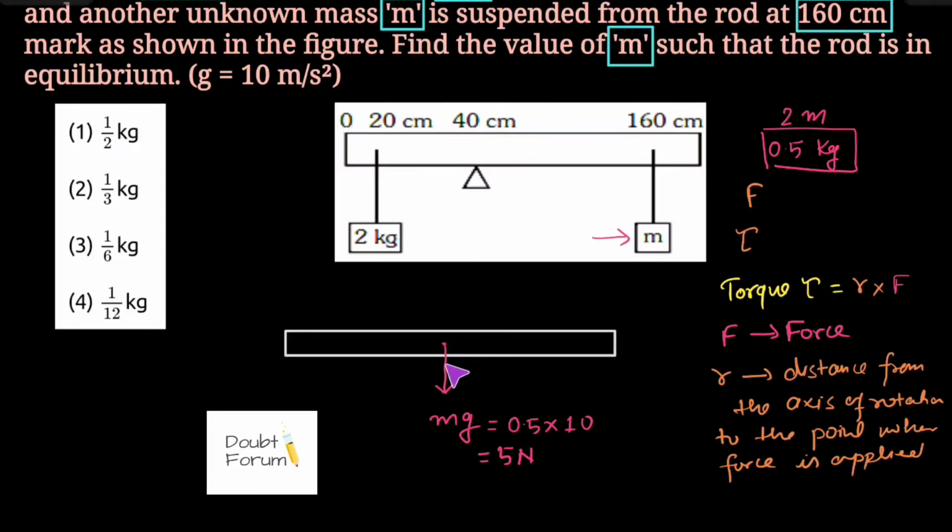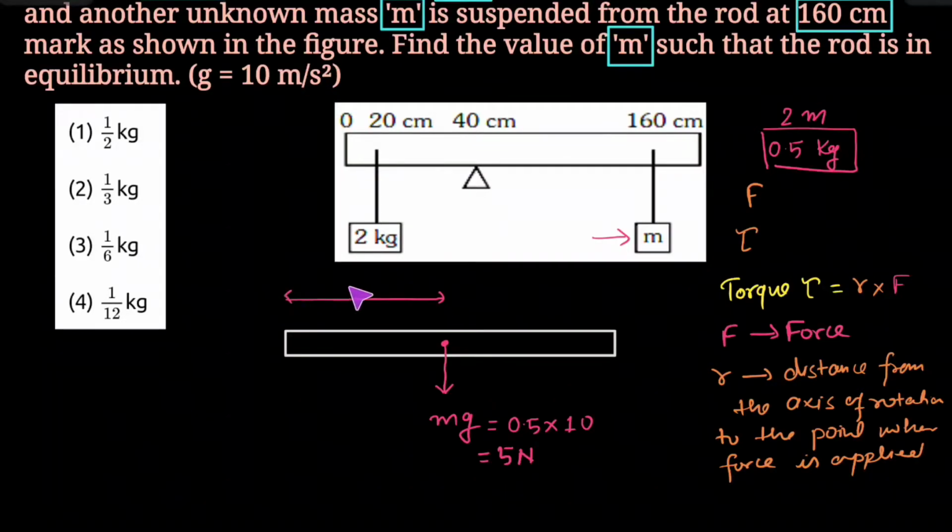So this 5 Newton force would be acting in the downward direction, and this point would be its center of mass. Because the rod is uniform, this center of mass point would be in the middle of the total length of the rod. The total length is 200 centimeter, so this point would be 100 centimeter from this side, and also 100 centimeter from the other side. So this is the one force which is acting on this rod because of its own mass.